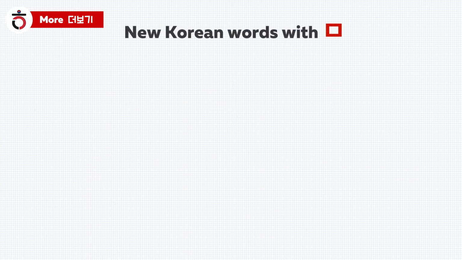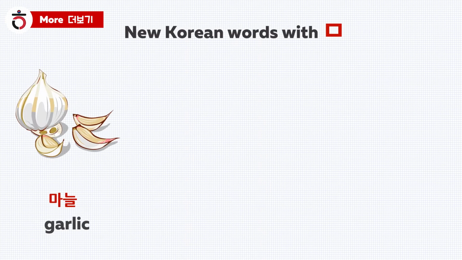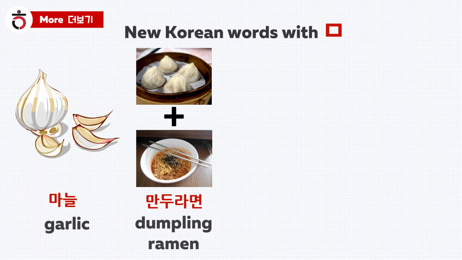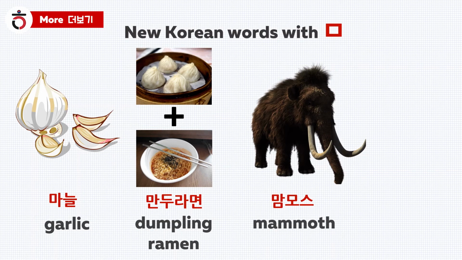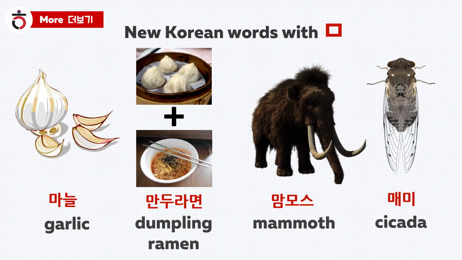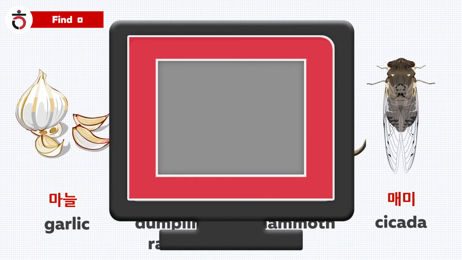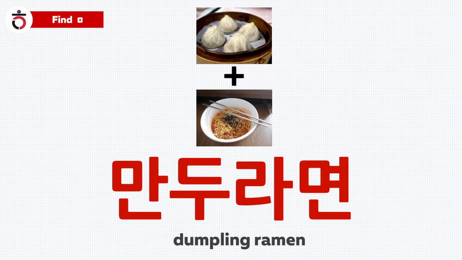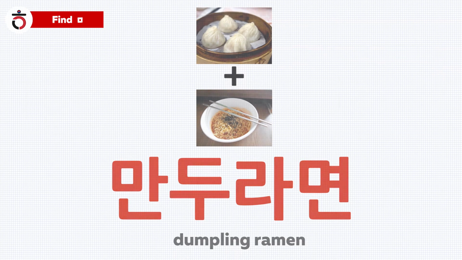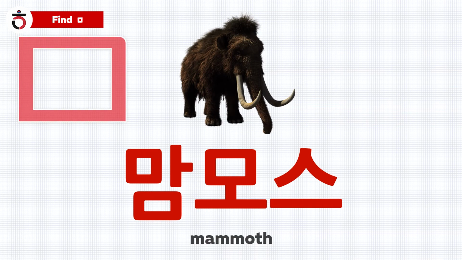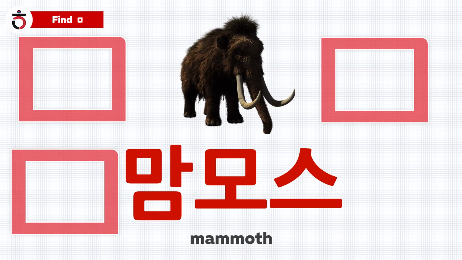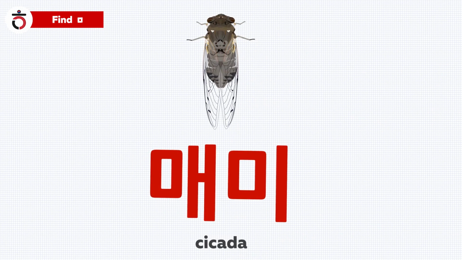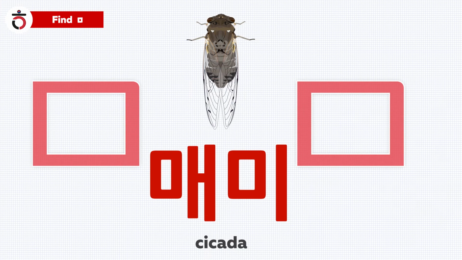And now we have 4 more Korean words with mieum. Mieum, 마늘, mieum, 만두라면, mieum, 맘모스, mieum, 매미. Please try to find mieum or mieums in each word. In 마늘, there is only one mieum. Then let's count how many mieum in 만두라면. That's good. There are 2 mieums. In 맘모스, there are 1, 2, 3 mieums. Wow! In 매미, we have 1, 2 mieums. Now, I guess you surely know the shape of mieum.